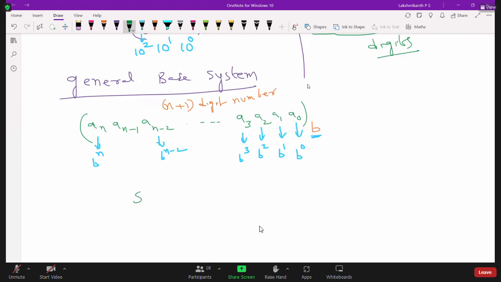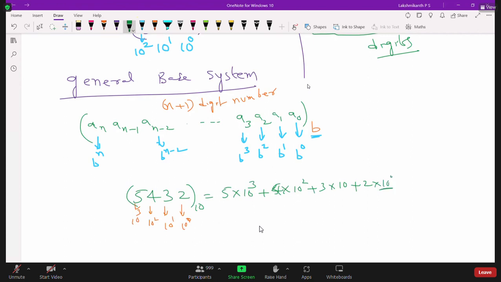Let us say we have taken 5432 base 10. How do we write this number? We write this number as 5 into 10 power 3. Why 10 power 3? The base is 10, and this place is 10 power 3. Now what about this? 10 square. This is 10 power 1. This is 10 power 0. Now you can write this as 5 into 10 power 3, plus 4 into 10 square, plus 3 into 10, plus 2 into 10 power 0. 10 power 0 is nothing but 1. So we can write it like this.